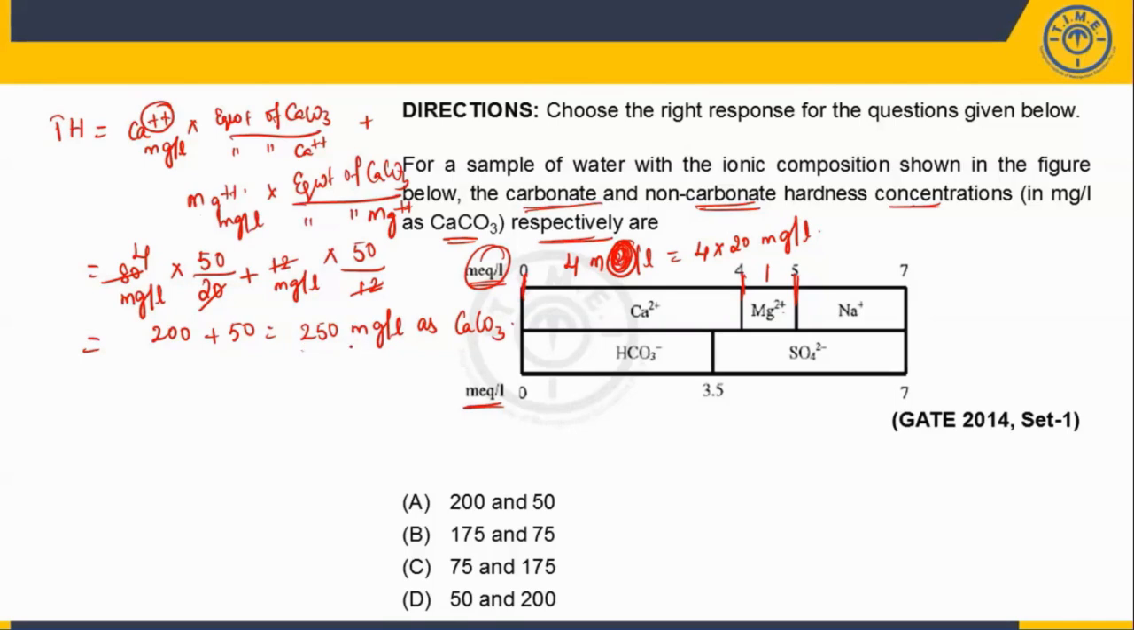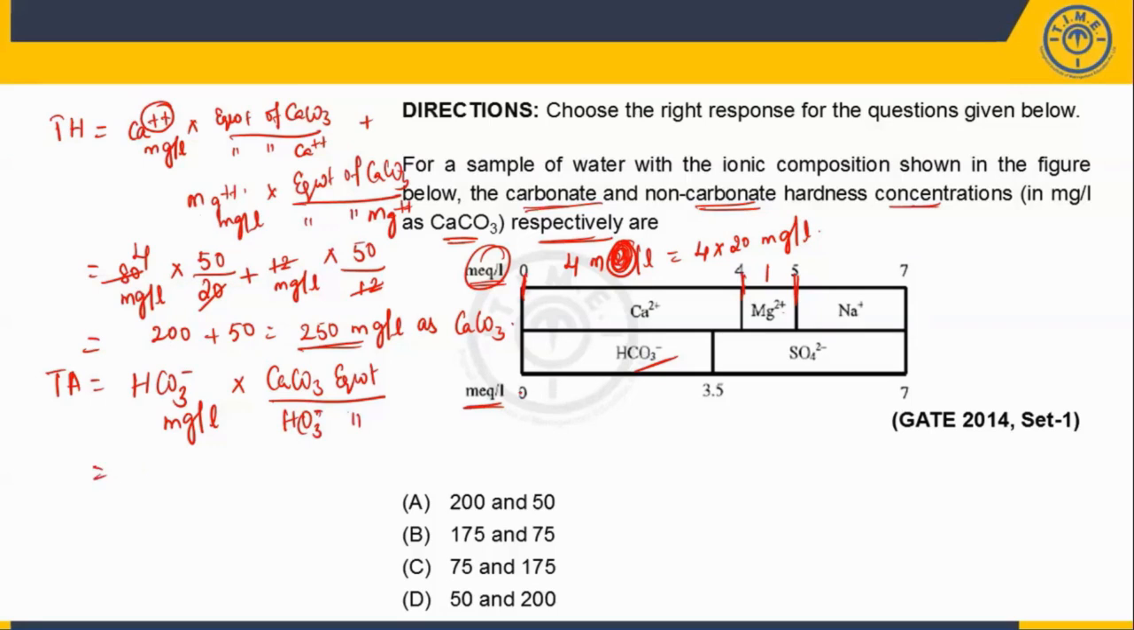So it's 250 mg per liter as CaCO3. We have it now. That's your total hardness. Now let's calculate total alkalinity. Here, alkalinity is caused by only HCO3 minus ions. Therefore, the formula becomes HCO3 minus in mg per liter into CaCO3 equivalent weight over the equivalent weight of HCO3 minus.